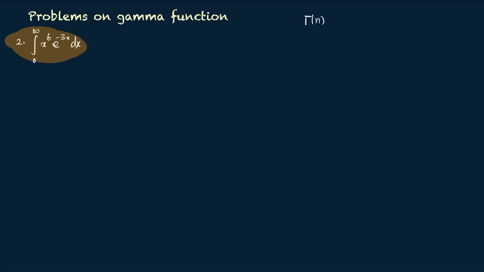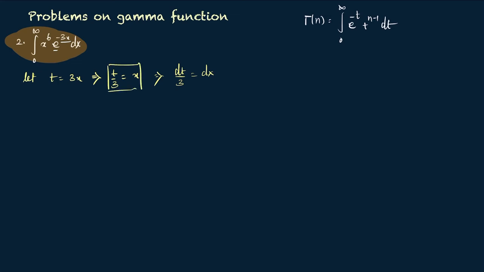Gamma function again. Gamma of n is nothing but the integral from 0 to infinity of e power negative t into t power n minus 1 into dt. This is the gamma function definition. Next, here e power minus 3x is given. So I will consider t is equal to 3x. So t by 3 is equal to x, right? Now if I differentiate, dt by 3 is nothing but dx. So I have found every required piece of data.